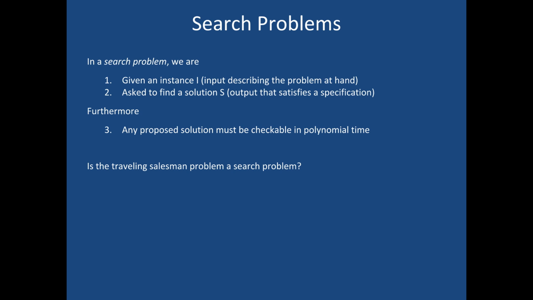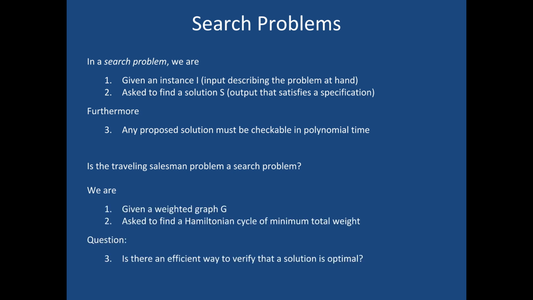So it's hard to say just off the top of your head. Is there an efficient way, given a solution, to see whether or not it's optimal? I'm going to leave that question open. What I'm trying to get at is, is the traveling salesman problem a search problem according to our definition? We know the Hamiltonian cycle problem is, but is the traveling salesman problem a search problem?